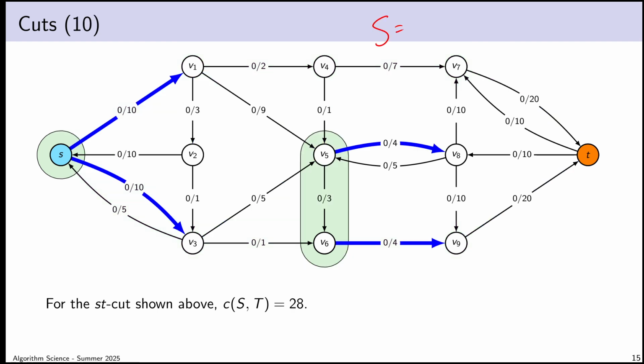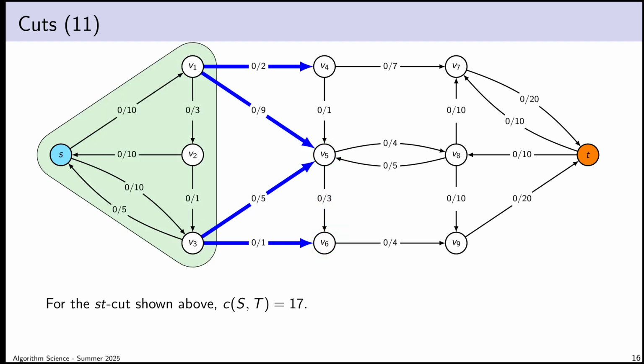In this case, the set S consists of my source vertex as well as the vertex V5 and the vertex V6. And so the capacity of this cut is 28. So there's 10, that's 20, there's 4, that's 24, another 4 brings us to 28. There are a whole bunch of other edges involved, so lots of other edges cross the boundary, but all of them cross into my set S. So this edge here, this one, this one, this one, and this one, all of those edges just cross into S, and so they do not contribute to the capacity of the cut.